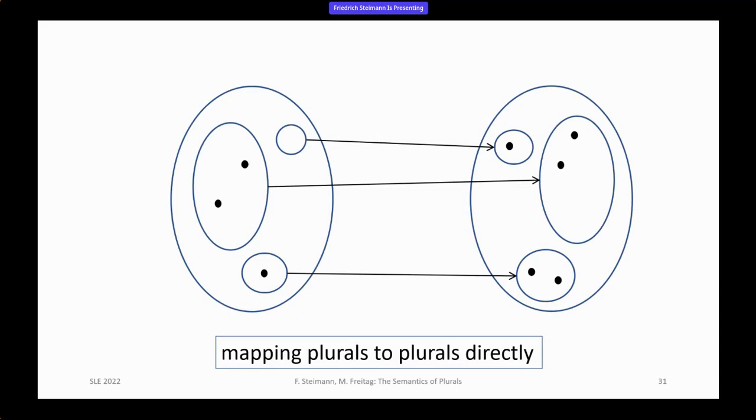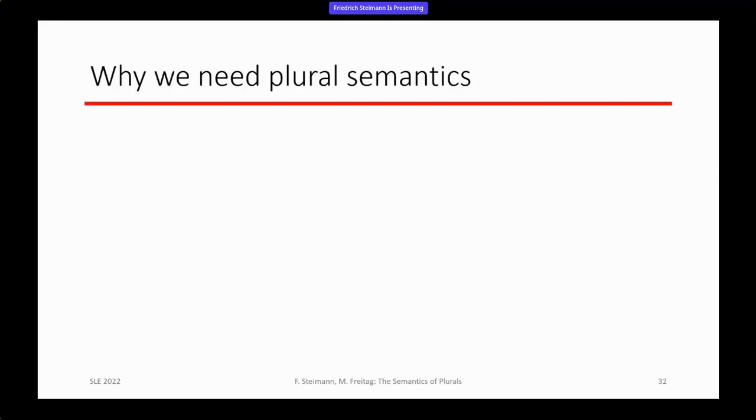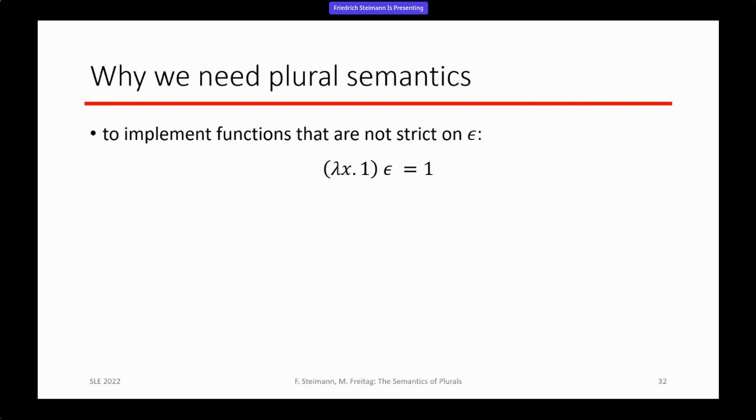Basically, in the graphical depiction, it means that I'm no longer mapping over function application, but I'm actually mapping many to many directly. So why do we need plural semantics? Why is it interesting? Well, first of all, it allows us to lift the strictness. I can now apply a function to an empty bunch and will not get an empty bunch. For instance, the constant function that returns 1 applied to the empty bunch actually returns 1.